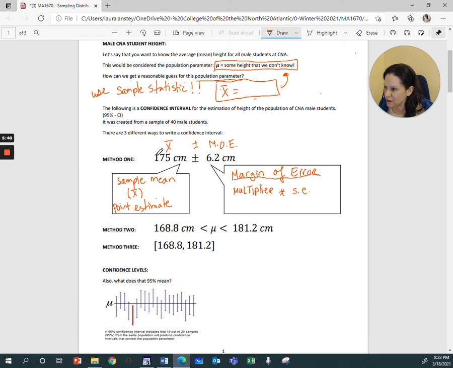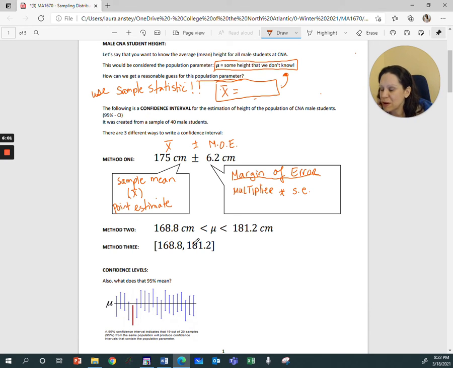Aha, look up here. If I take 175 centimeters and I add 6.2, I end up with 181.2 centimeters. And if I subtract it, then I end up with 168.8 centimeters. This gives me our interval, our range.